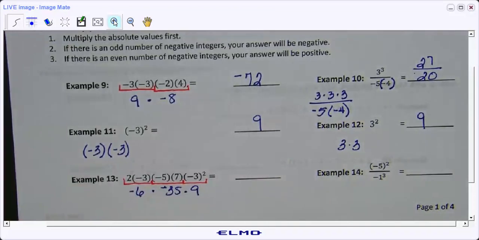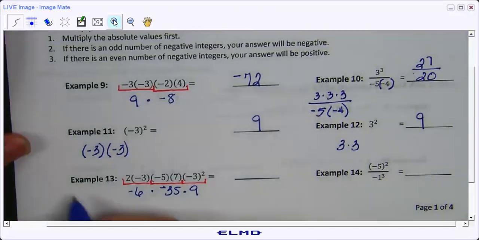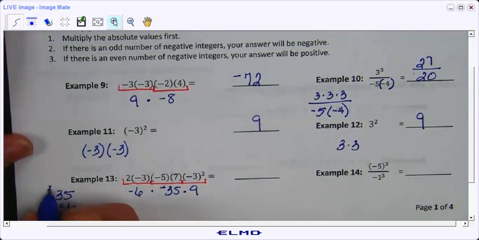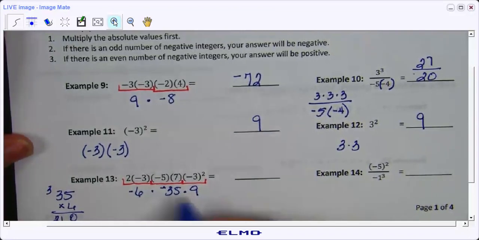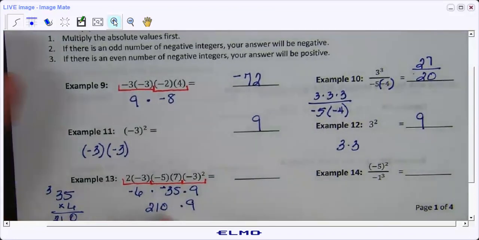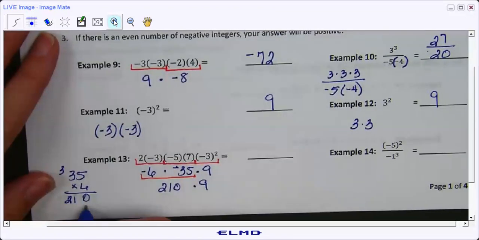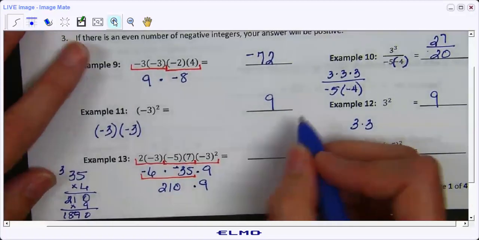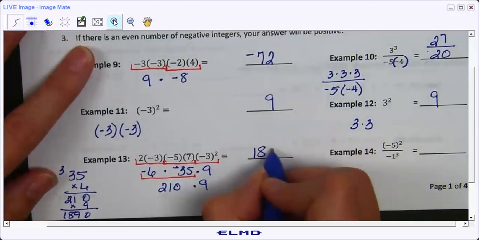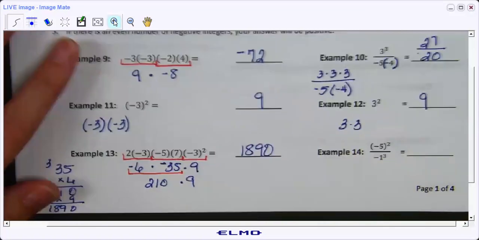All right, next I'm gonna multiply -6 times the -35. And I know that when I multiply those two together, because the signs are the same, I'm gonna have a positive number. So 35 times 6 is 210. And now I'm gonna multiply that times 9. And I get 1,890. Positive or negative?